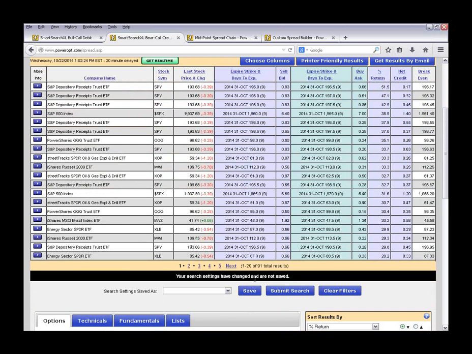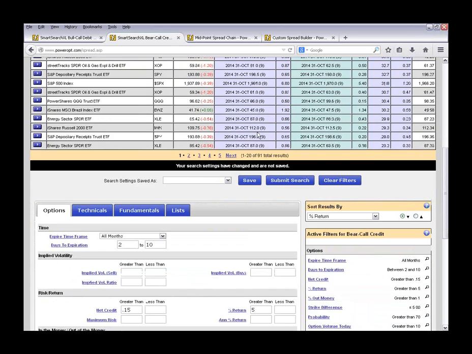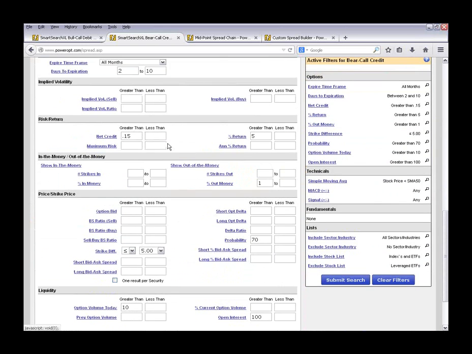Okay, so I still think this is too many. All right, I want a nice, manageable list of maybe 25 to 30 bear call spreads. What are some of the things I might do now to further restrict my risk versus reward? Well, if we're comfortable with spreads that are offering a 70% probability and offering a 15-cent net credit, I'm probably also comfortable with positions that might have a 75% probability with a 15-cent net credit. So let's just change slightly our probability and hit submit.